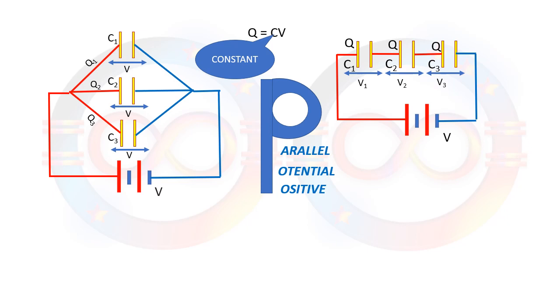But in series combination we don't do so. We do positive, negative, positive, negative, like you put cells in a torch. So in a parallel combination, because charge is getting distributed, in the mnemonic you can see parallel, potential, positive. You always keep this in mind whenever you come across any combination. In parallel combination, potential remains the same.